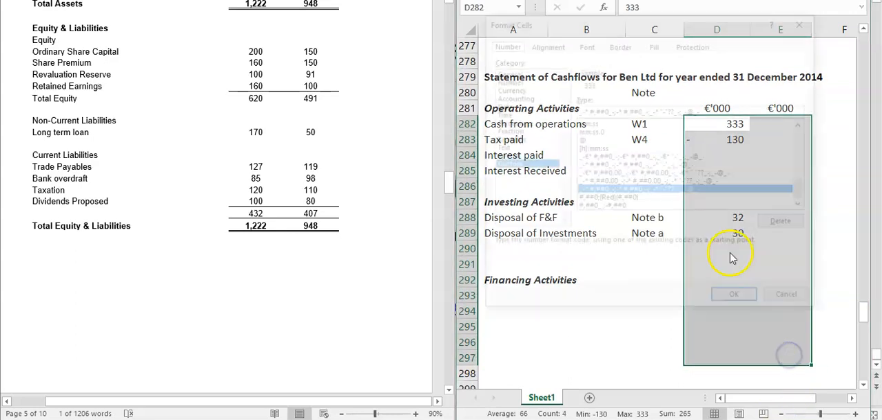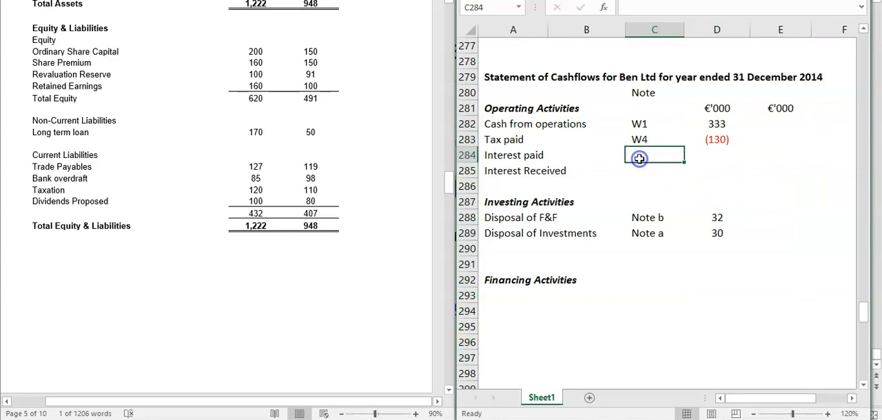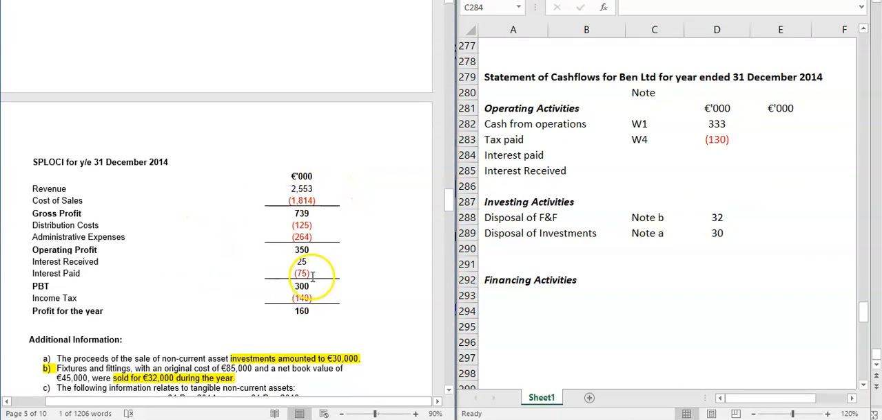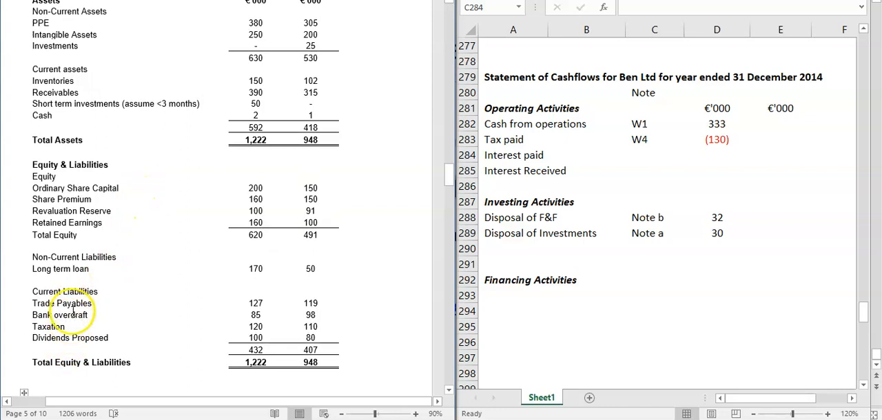I'll just tidy these up so they're all in red as well, just for presentation. Interest paid, let's have a look at this. We know there's interest paid of 75 in the P&L, but if we look in the statement of financial position, there's actually no interest liability at the end of the year. So that must mean any interest we incurred during the year, we paid.